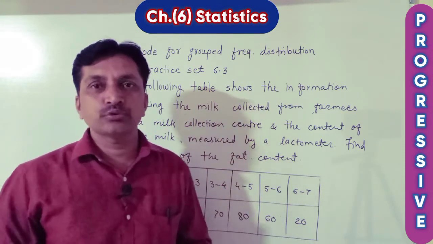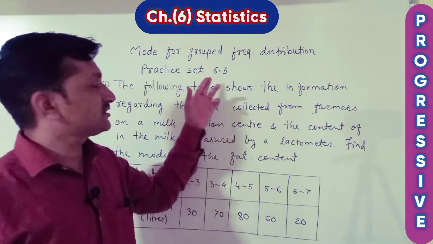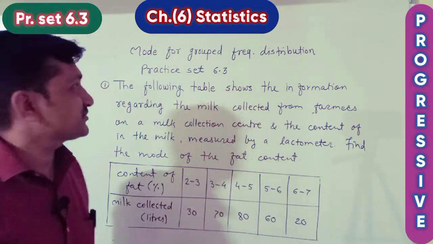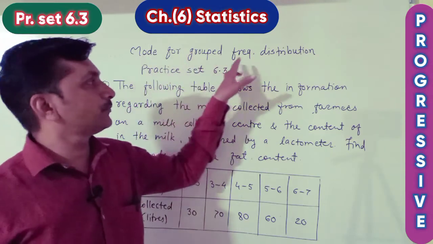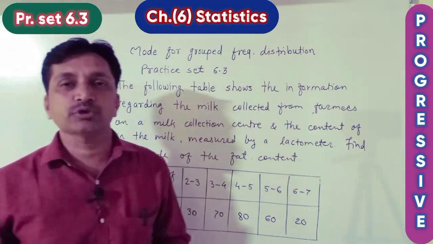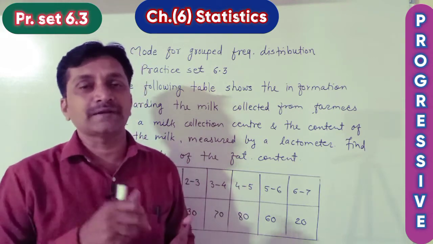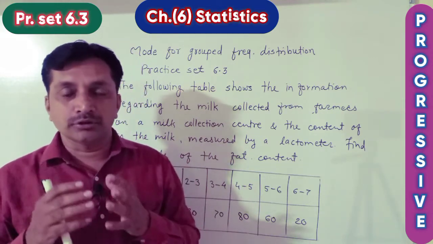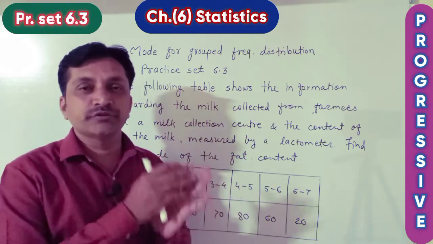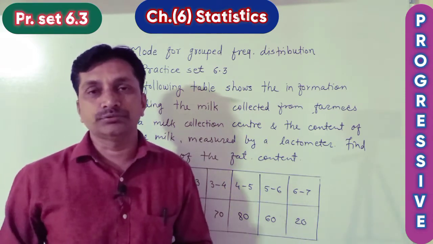In the last video we studied practice set 6.2, which was based on median. Now in this video we are going to study practice set 6.3, and the examples of this practice set are based on the mode of a grouped frequency distribution. As you know, there are three measures of central tendency: mean, median and mode. We already learned mean and median. Now in this video we will study mode.